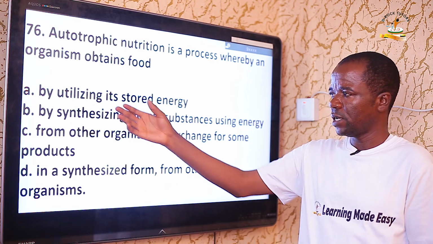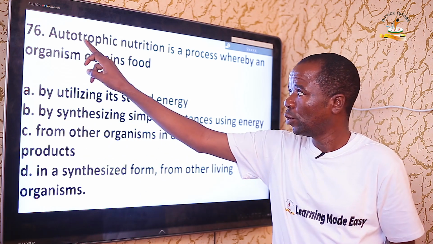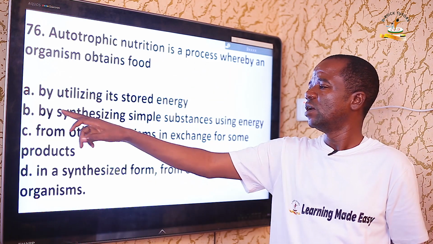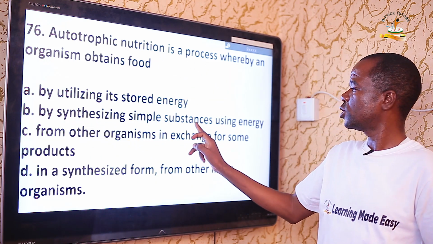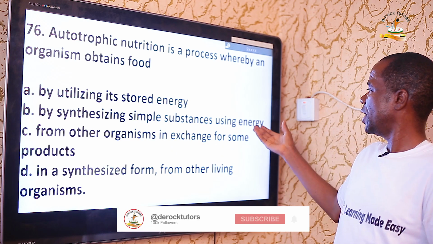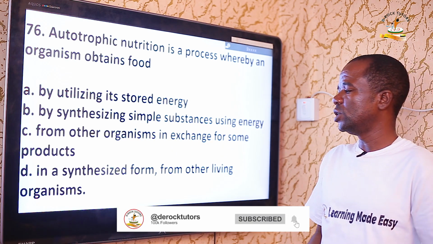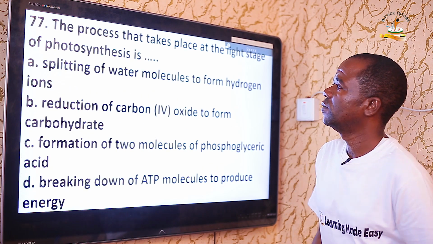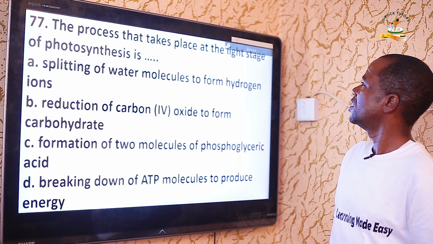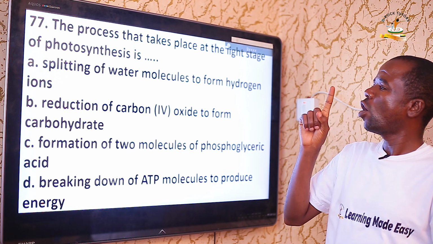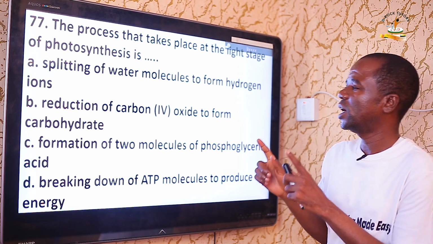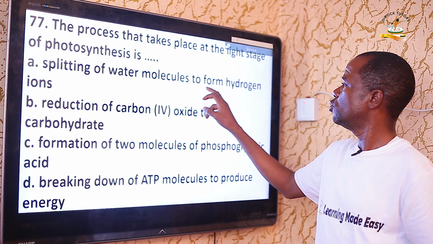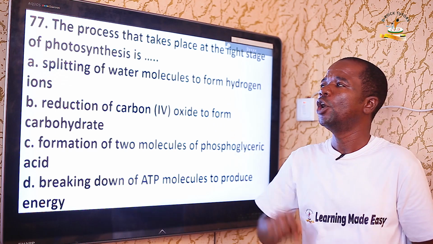All right, so the correct answer here is B. Autotrophic nutrition is a process whereby an organism obtains food by synthesizing simple substances like glucose using energy. That's talking about energy from the sun. That's number 76, B. Number 77, the process that takes place at the light stage of photosynthesis is dash. That's definitely option A, splitting of water molecules to form hydrogen ion.